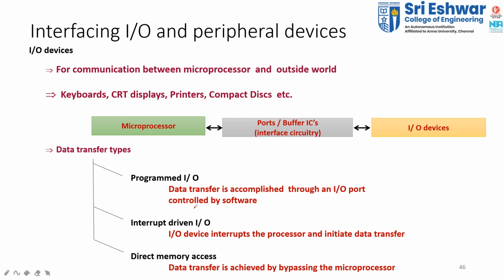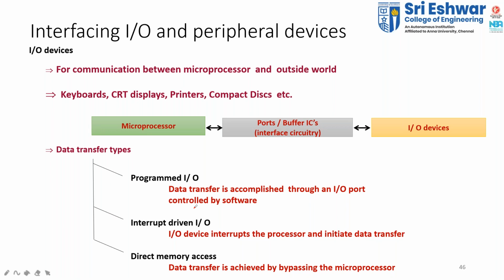So data transfer types. How are we going to transfer the data between these blocks? We have three basic classifications. One is programmed input output, interrupt driven input output, and direct memory access. Okay. So under programmed input output, your data transfer is accomplished through an input output port controlled by software. Okay. So this is done by software programming. Next, interrupt driven input output is initiated by interrupt activity, interrupting your main program and transferring the data between the blocks.